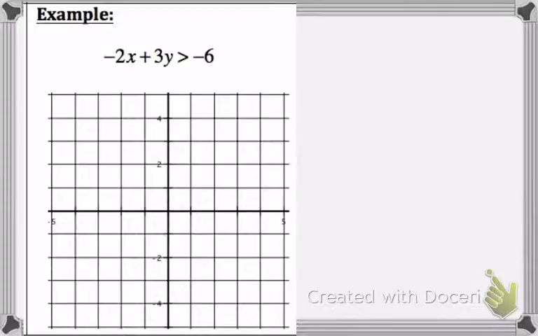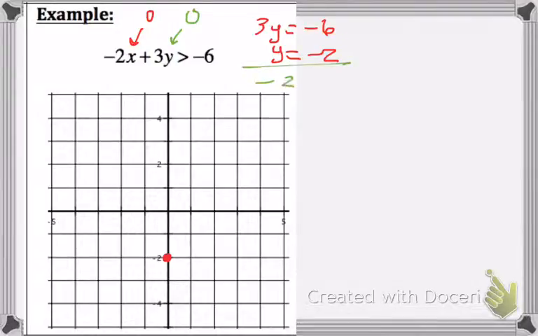So if I plug in a 0 for the x right here, then that is the cover up of the negative 2x. So I get 3y equals negative 6, and y would equal negative 2 when I divide. So I have a point right there on the negative 2. And then I plug in a 0 for the y. That's covering up the 3y. So I get negative 2x equals negative 6. Notice I'm using equal signs because I'm just trying to figure out what x value would give me that negative 6. So 3. So plot a point right there.